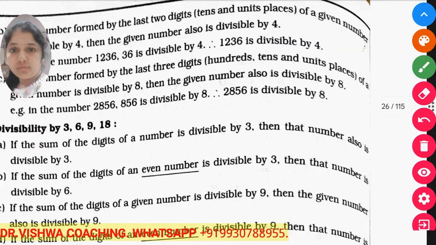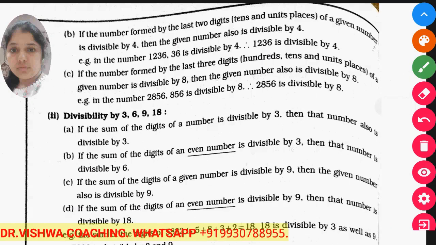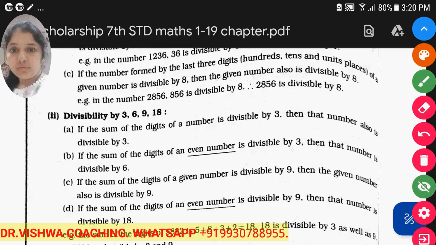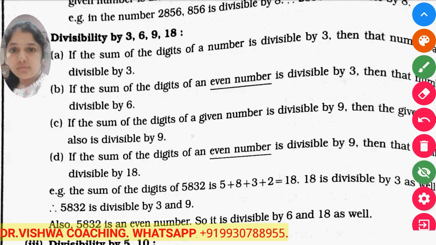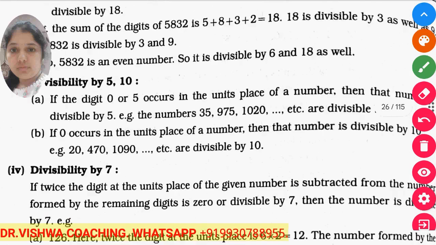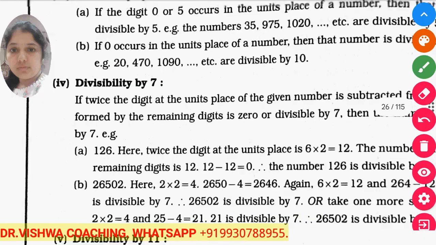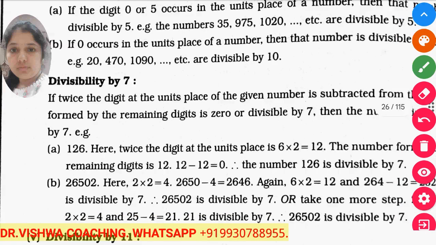Now you know for 3, if the sum of the digits is divisible by 3, then the whole number is divisible by 3. But if the number is also even, then it is divisible by 6 also. Okay, so this is the divisibility test for 6. If the number's digit sum is divisible by 9, then the number is also divisible by 9, and if it is an even number, then it is also divisible by 18. Okay. Now for 5 and 10 also, you know 0, 5 at unit place, they can be divisible by 5 and 10.